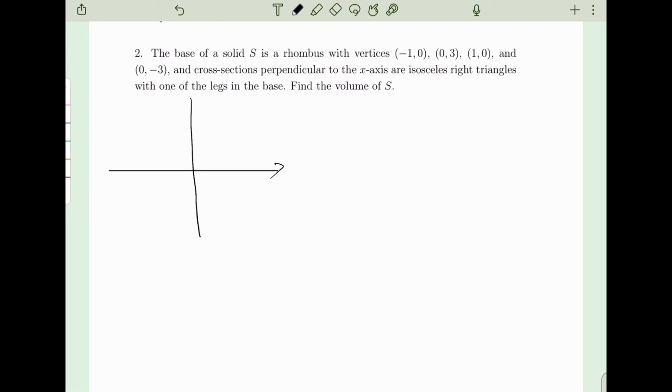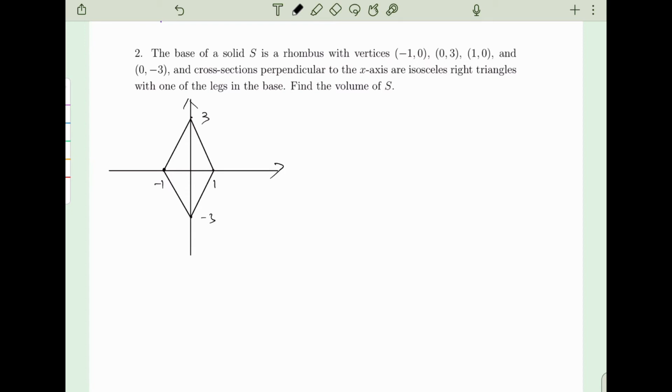So your base is a rhombus having the vertices -1, 0. So it's here, right? It's 1, 0. 3 is here. -3 is here. This is just the base. And you're looking from above. And this is the projection on the ground level. Okay, ground level.